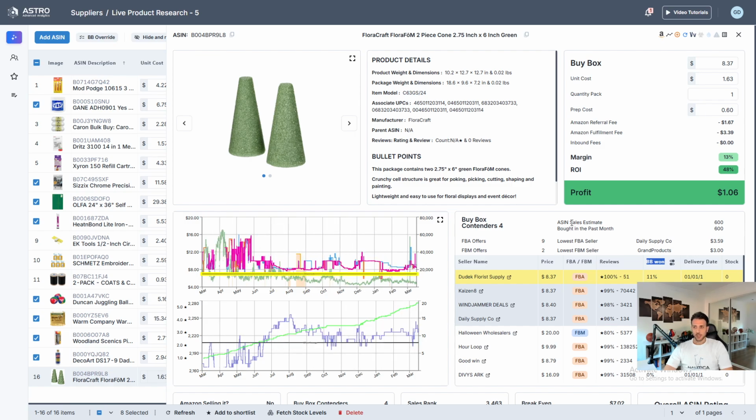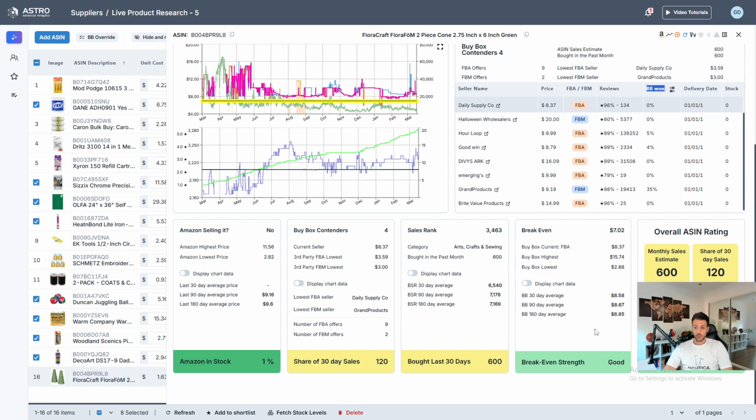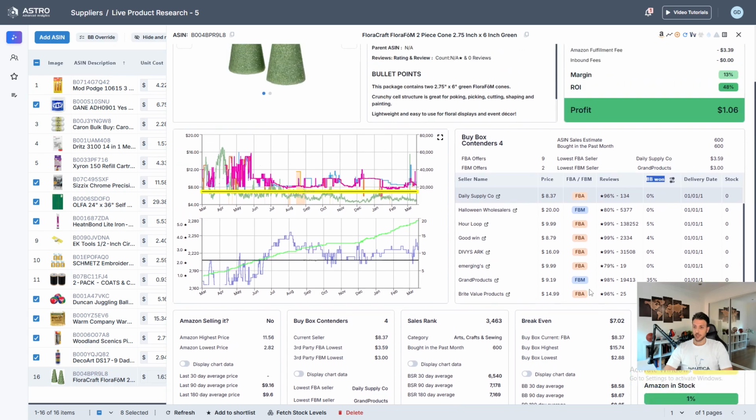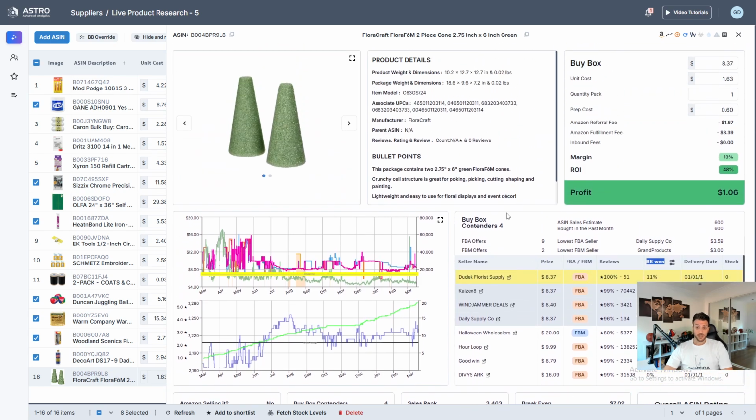Above our break even, not by too much. Yeah, the break-even check is good, not excellent. 120 sales per month considering the competition, 600 overall. Seemed like a good product to me. We'll consider it, no IP issues. There we go, nice and fast.